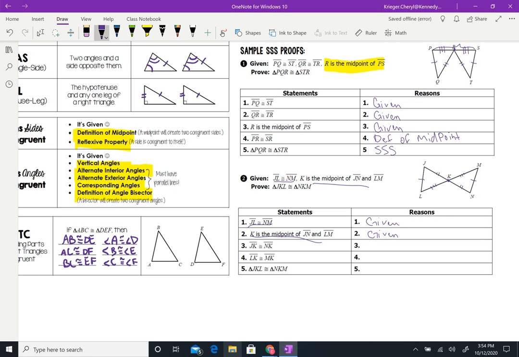Okay, and now they're going to prove that JK is congruent to NK. So I already wrote that JK is the one with two marks on it. So JK and NK are congruent because of the definition of midpoint. Okay, they also say that LK is congruent to MK, also definition of midpoint.